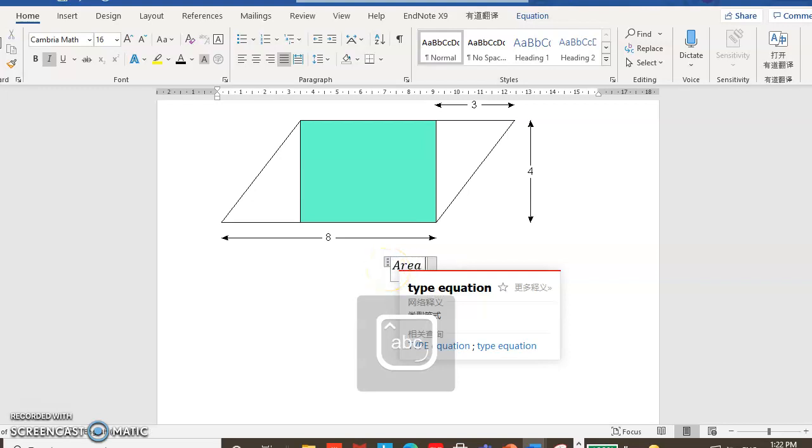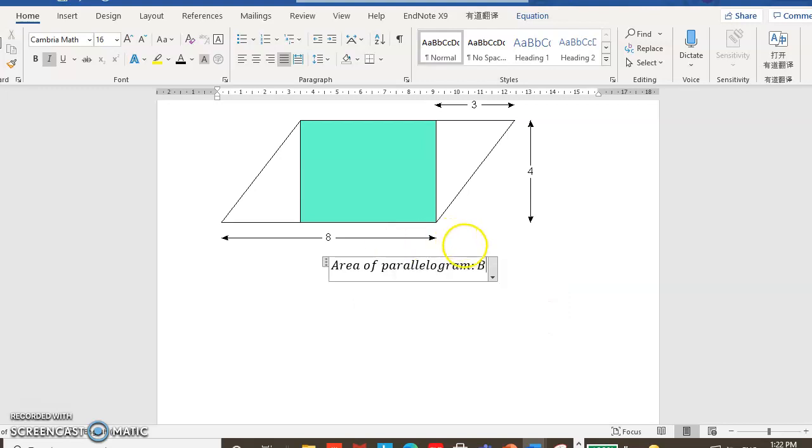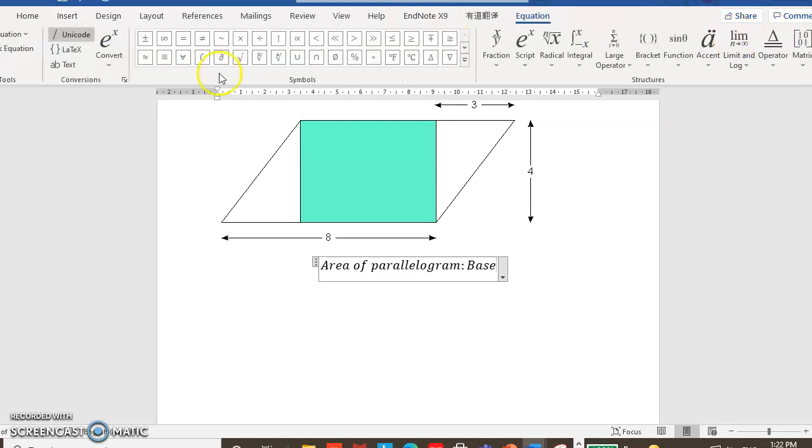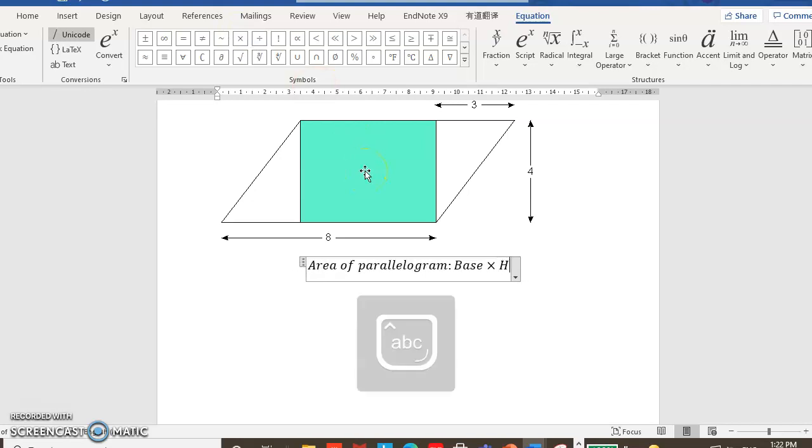So the area of a parallelogram, yes, I can hear some of your voices again, so that is base times our height. So let's just make sure that the height is capitalized.